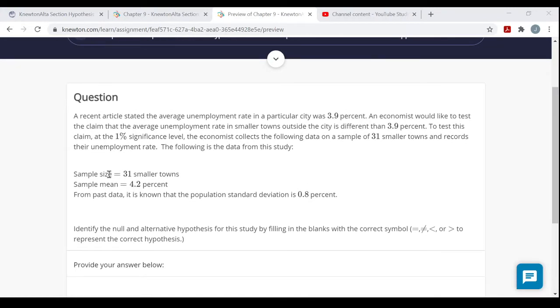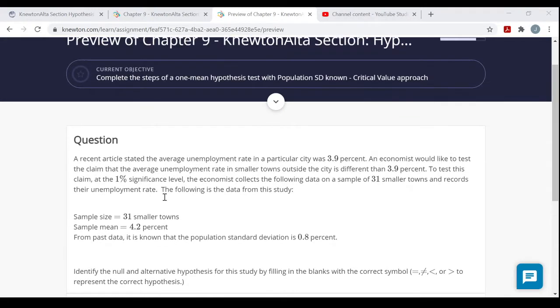Sample size, again, he took 31 of these smaller towns outside the city that was mentioned. The average unemployment rate for these towns is 4.2%. Now, from past data, it is known that the population standard deviation is 0.8%. So sigma is known here, the value of the population standard deviation. And if sigma is known, that means our test statistic and our critical values are going to be z-scores from the standard normal.